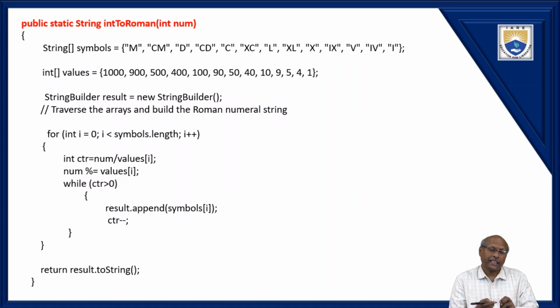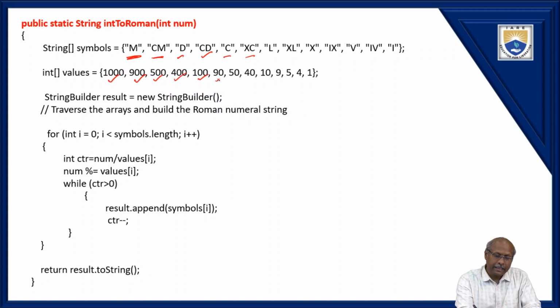So to get the symbol, let me store the list of symbols. What are the list of symbols? M is how much? 1000. CM is how much? 900. D is 500. So I will be writing first all the symbols. Then CD is how much? 400. C is how much? 100. Then next XC, that is 90. L is 50. Then XL, that is 40. Then X 10. Then IX 9. Then V 5. Then IV, that is 4.